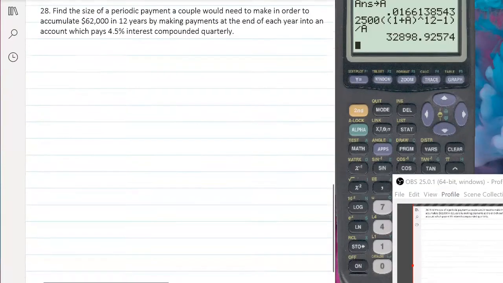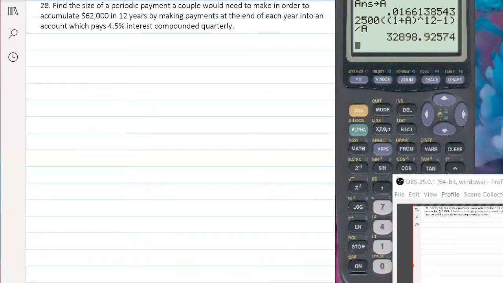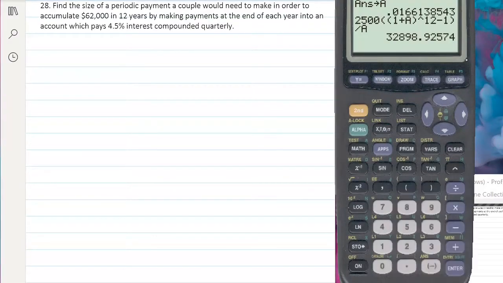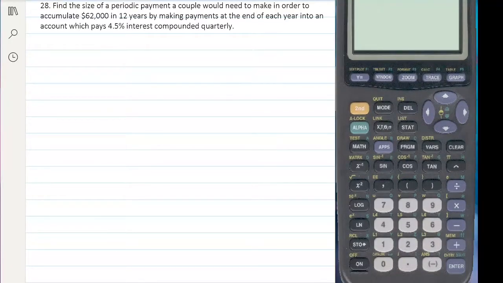Go ahead and go on to number 28. Number 28. So a real similar problem here. I'm going to go ahead and clear out our calculator so that we're ready. So find the size of periodic payment. Here we're finding R, that a couple would need to make in order to accumulate $62,000 in 12 years, making payments at the end of each year.